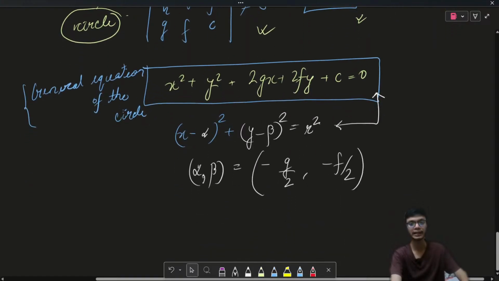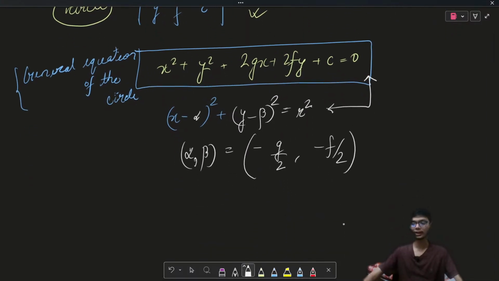So from this general equation of circle, I can obtain the coordinate of the center as, sorry, not minus g by 2, it's g and minus f, right? So it should be minus g and minus f, right? This will be the center of the circle, right?